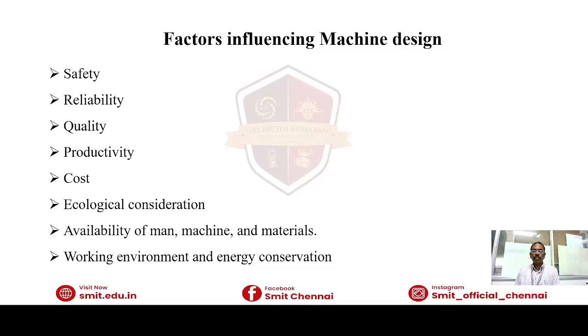Next, availability of man, machine, and materials. If the component is suitable for particular applications, it should be manufactured at the particular place. At that place, man should be available, machine should be available, and that particular material should be available. Next, working environment and energy conservation. The working environment should be suitable for the particular machine component or component manufacturing.